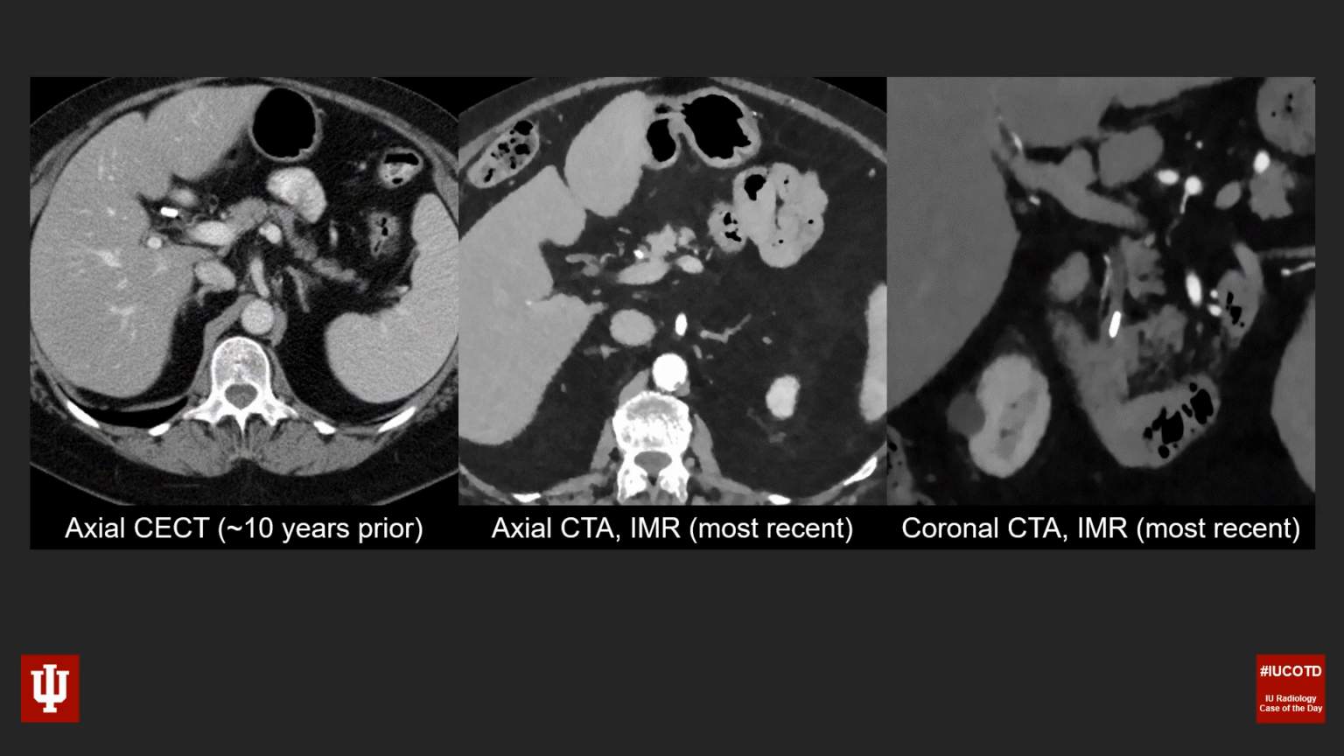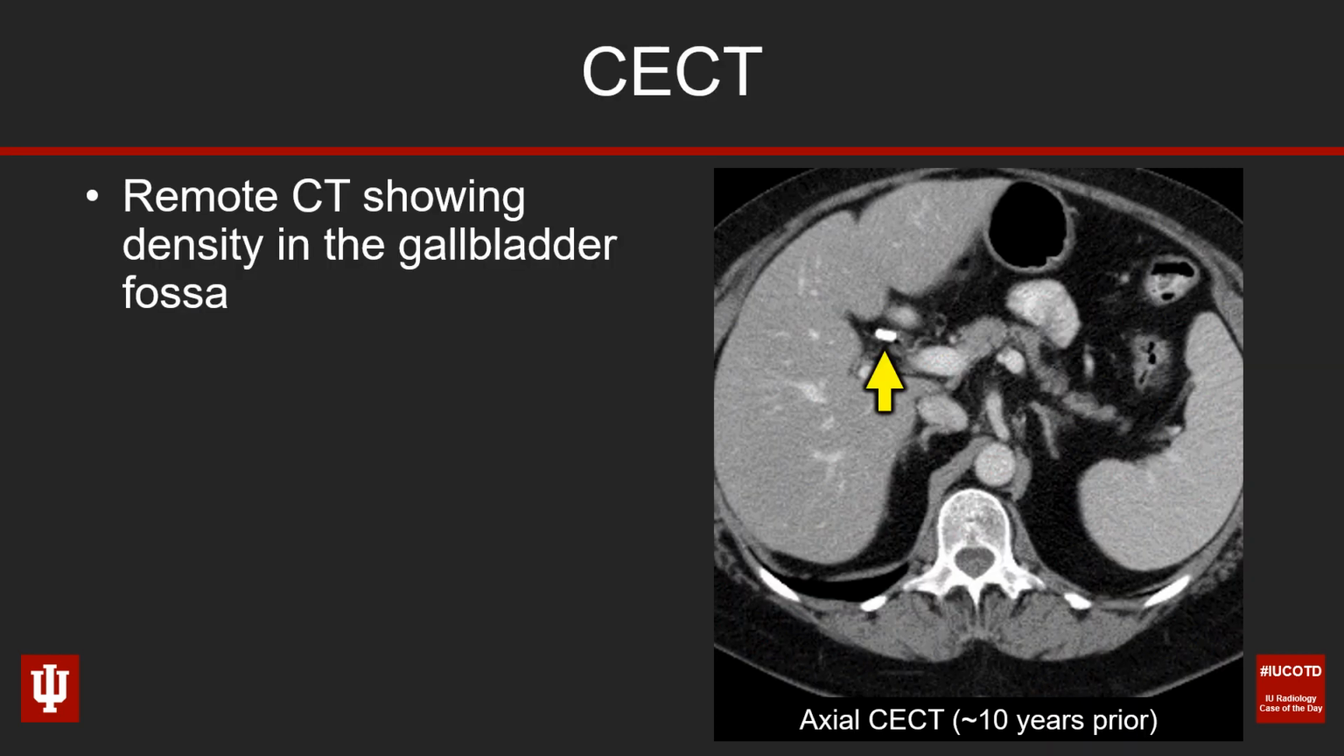Our case begins with a CTA for a pre-TAVR workup. I'll give you a couple of seconds to take a look at the images and gather your thoughts. So our first image is from a CT from 2008. So this was about 10 years ago. And here we can see that there's a density in the gallbladder fossa.